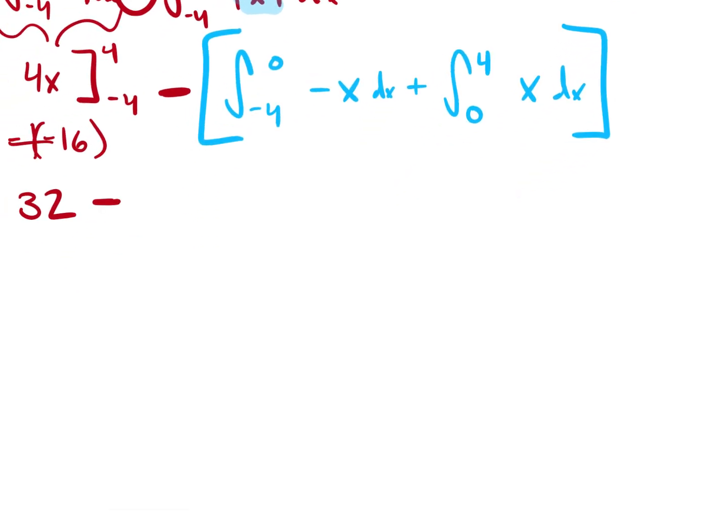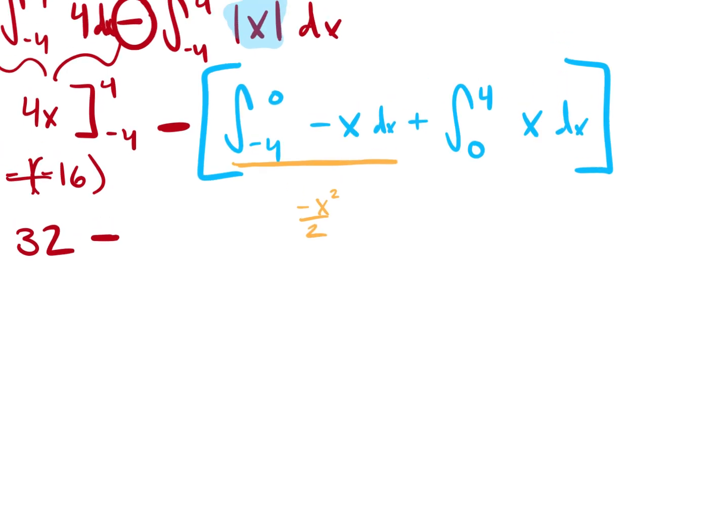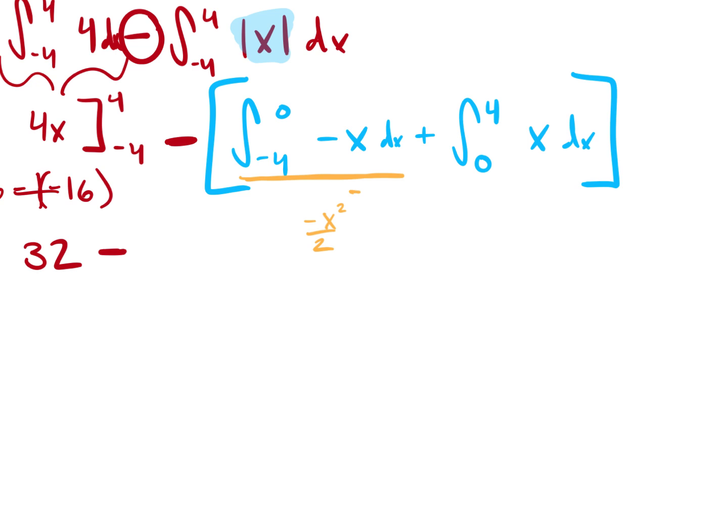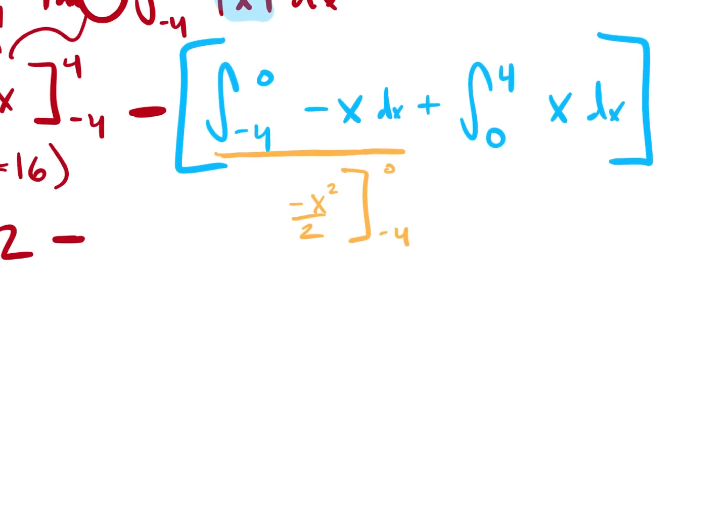All right, so let's take our integration from here. We're going to do one piece at a time. So starting with the first one, when I take my antiderivative, I'd add 1 to the exponent, so I get x squared. So we get negative x squared over 2 from negative 4 to 0. What would we plug in first here? 0. So we get negative 0 squared over 2, which would just be 0, minus, when we plug in negative 4, we would get negative 4 squared over 2.